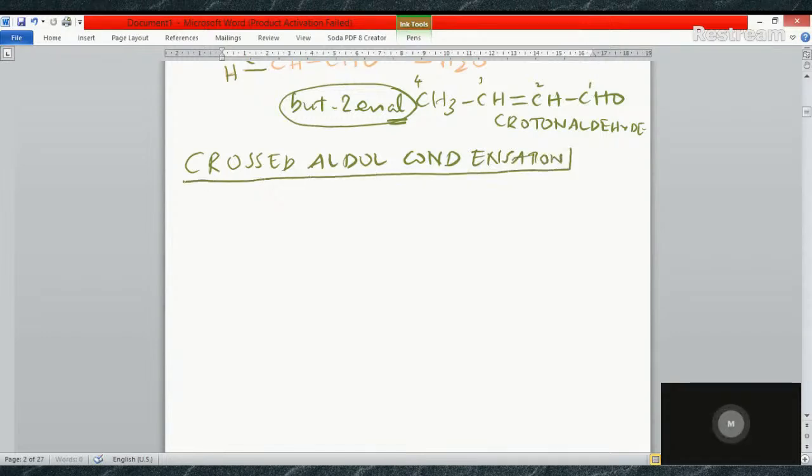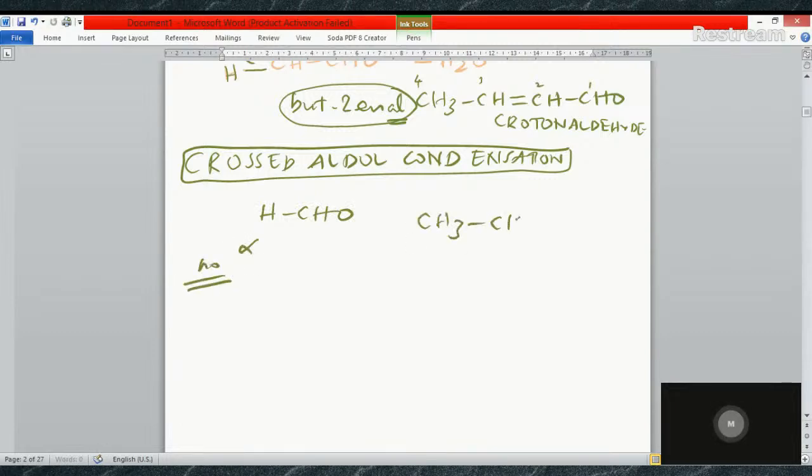Take a molecule of formaldehyde and acetaldehyde. Formaldehyde is not containing alpha hydrogen, but acetaldehyde is having alpha hydrogen, so it can undergo this reaction. But formaldehyde is not having it. For the formation of a carbanion, we should have a minimum of one alpha hydrogen. So we are starting from the acetaldehyde.